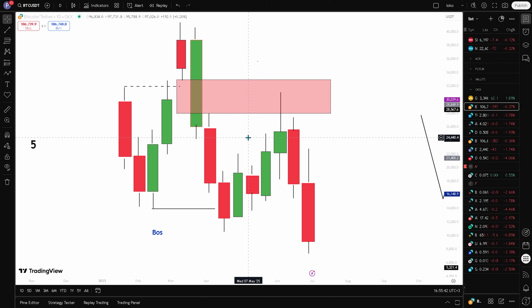So an FVG works because it reflects a disruption in the balance between buyers and sellers. When smart money, institutions, hedge funds, big players step into the market with huge orders, they don't gradually fill positions, they strike fast. That explosive movement leaves behind an FVG, an area on the chart where price didn't trade fairly, and the market by nature seeks efficiency. That means price is likely to come back to that zone to rebalance. But more importantly, smart money uses that return to enter or add to positions.